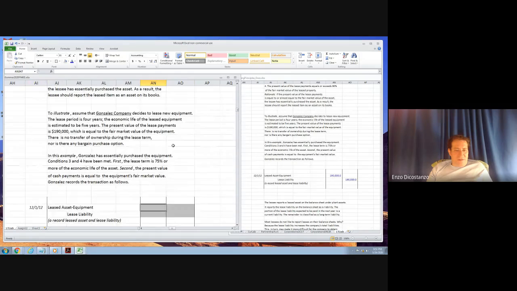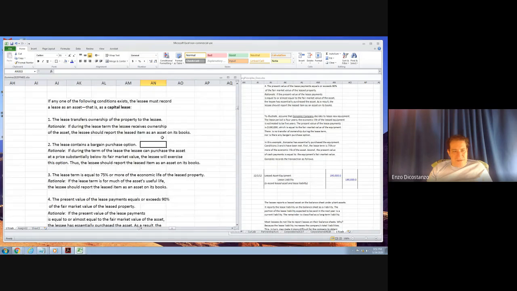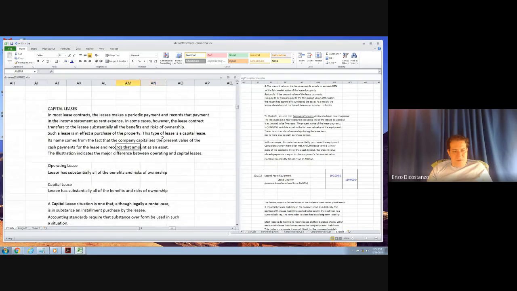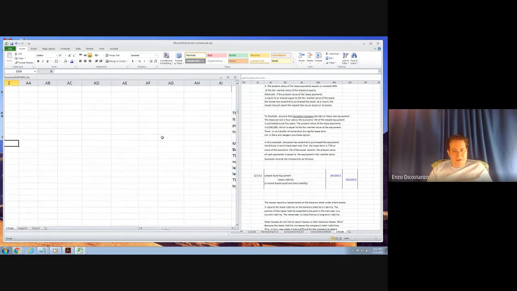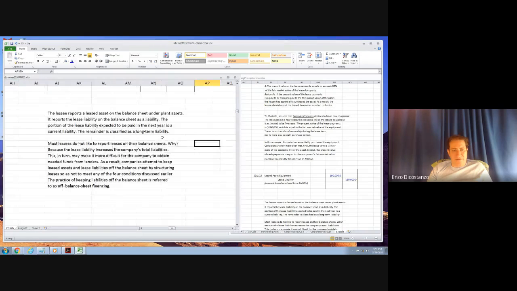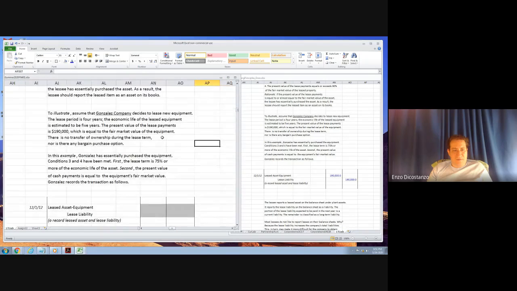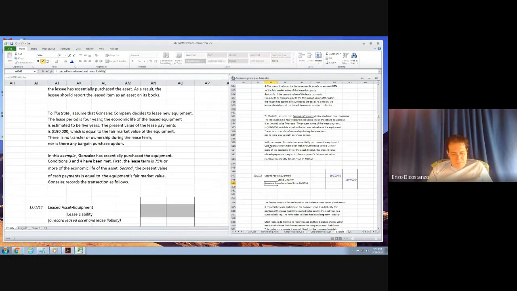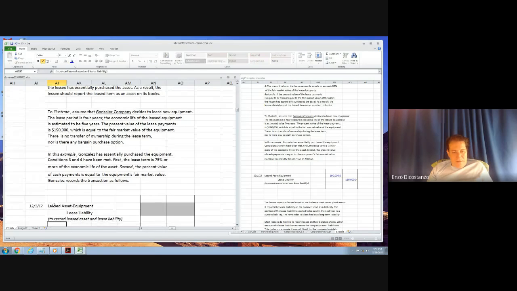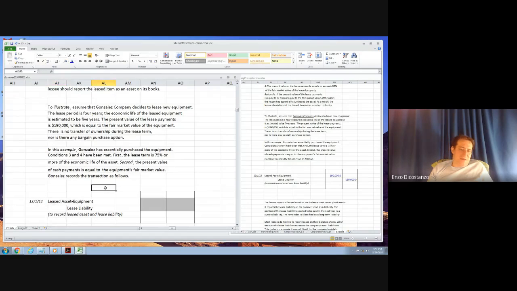The equipment is 190,000. I'm trying to find out where that was, where the example was. So pardon me while I do that. It's not here, unless that was just an example in the book. To record lease asset and lease liability. Okay. Oh, here it is.